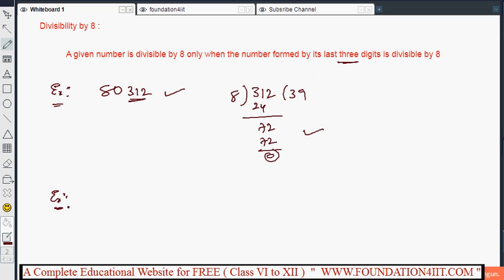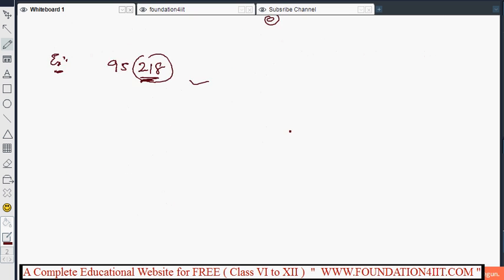So for example, 95,218. So 218 is not divisible by 8. If you do the 8 table division, you will not get remainder 0. So this 95,218 also is not divisible by 8.